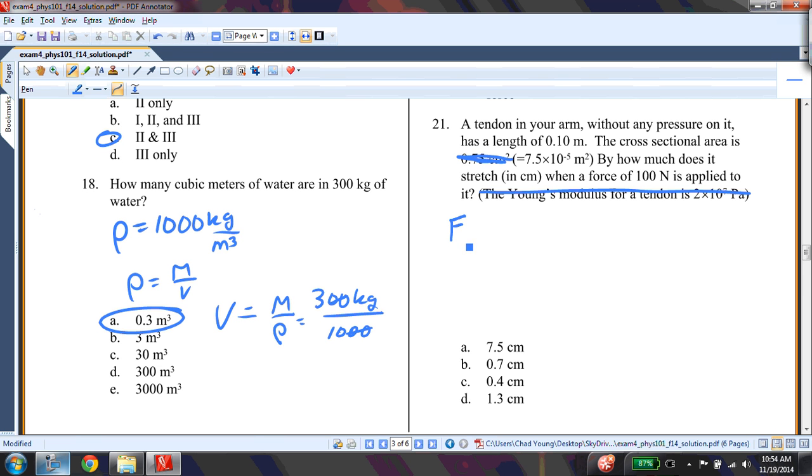So I have stress equal to my Young's modulus times my strain, delta L over L. The stress is the force over area, that's 100 newtons over the cross-sectional area, 7.5 times 10 to the minus 5 square meters. That's equal to the Young's modulus, which is 2 times 10 to the 7th newtons per square meter.